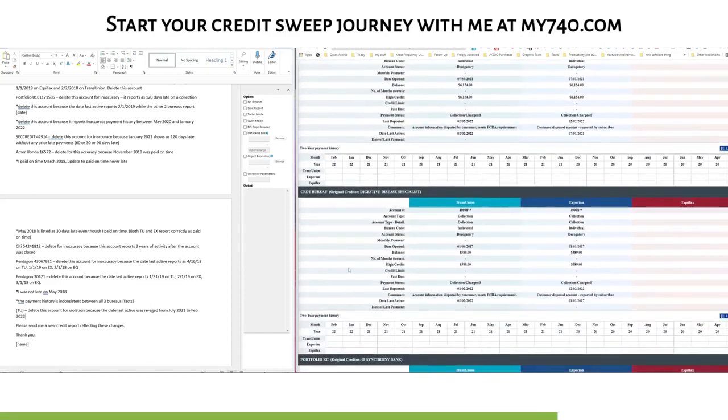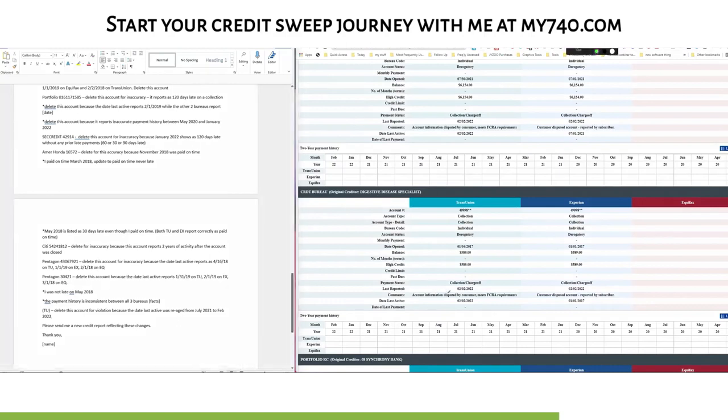With this one, we would use a validation of debt. We would also go after the fact that the account was re-aged. As you can see, the date last active matches the date last reported, which it should not. Date last reported is correct on this. You go after the date last active on that. But I would very simply suggest using the validation of debt. All right, so let's keep going.